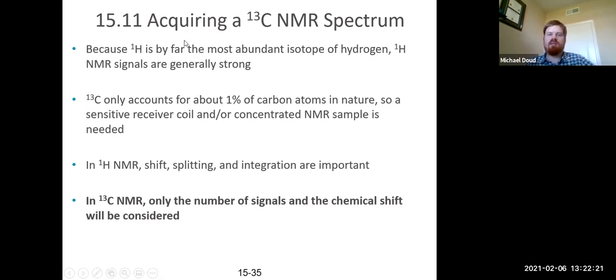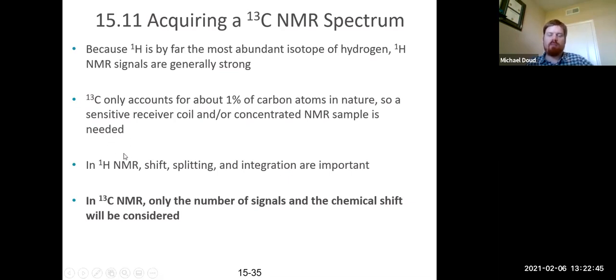Proton is 99.99% of all hydrogen, so that proton shows up very strongly. But carbon-13 only accounts for 1% of all the carbon atoms. That's what we talked about before. So you need a very sensitive receiver, or you need a very strong magnet, and you also may need a very concentrated NMR sample.